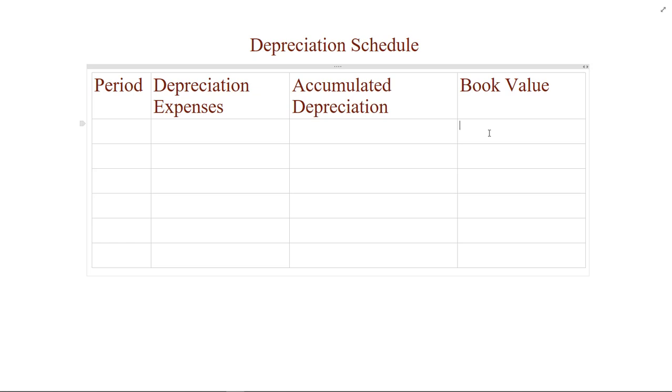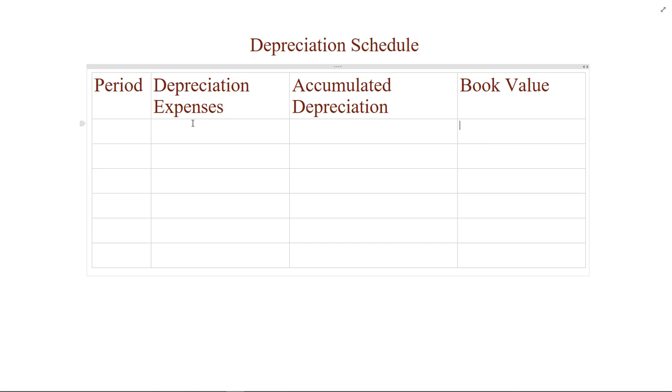How much is the value of the asset? It means when we deduct the depreciation expenses from the asset cost, we get the book value. After 1 year, the asset which we have purchased, suppose with the cost of 27,500, how much of its value remains? That is book value. After 2 years, how much remains? That is book value. After the 3rd year and after the 4th year.